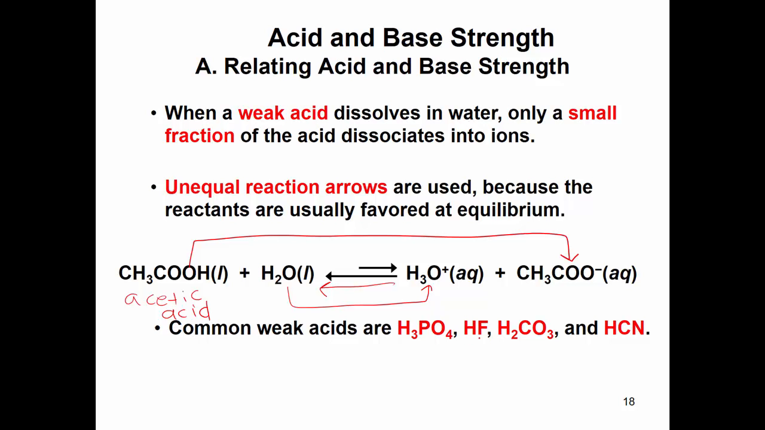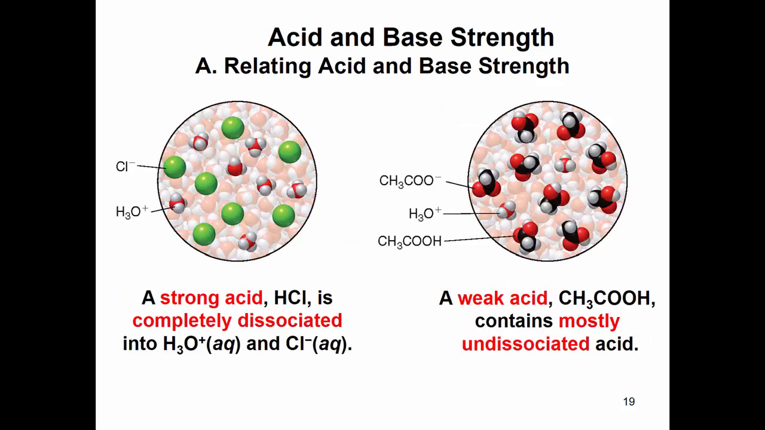We have some common weak acids. A lot of students think HF is considered strong, and it's actually considered weak. Phosphoric acid, hydrofluoric acid, carbonic acid, and another one there. If you see the unequal reaction arrows, like those equilibrium arrows we've seen previously, then that means you have a weak acid. And notice that we're looking at how they dissociate in water.